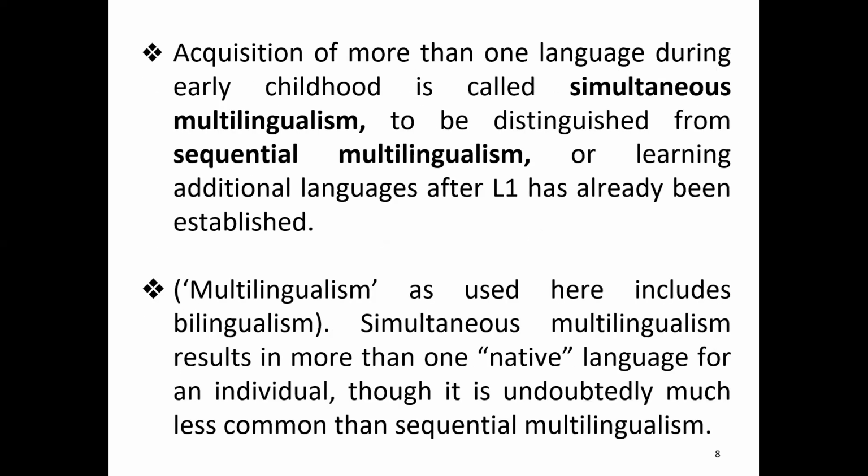So the process of acquiring a second language here, let's see. Acquisition of more than one language during early childhood is called simultaneous multilingualism, to be distinguished from sequential multilingualism, or learning additional languages after L1 has already been established.